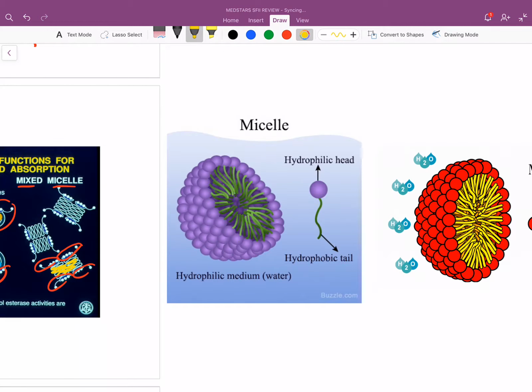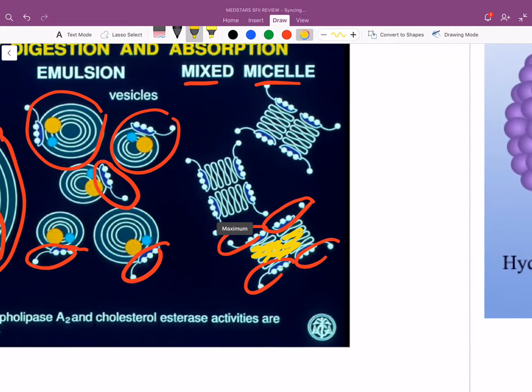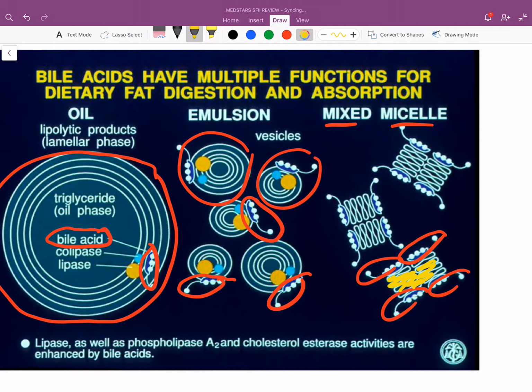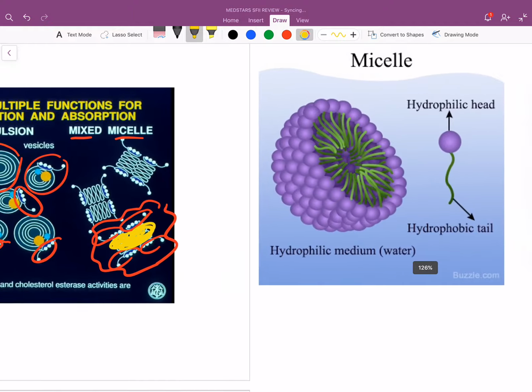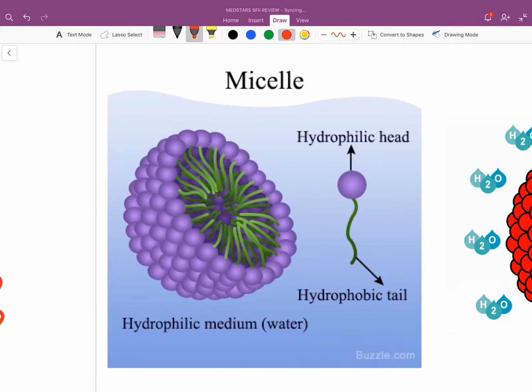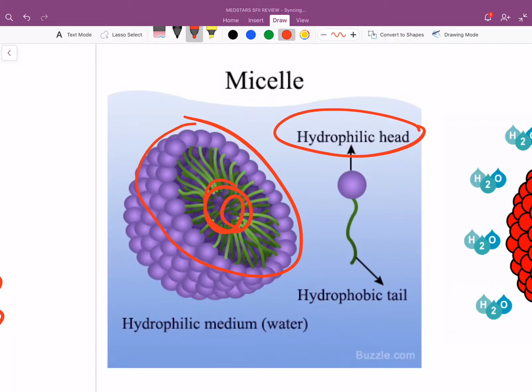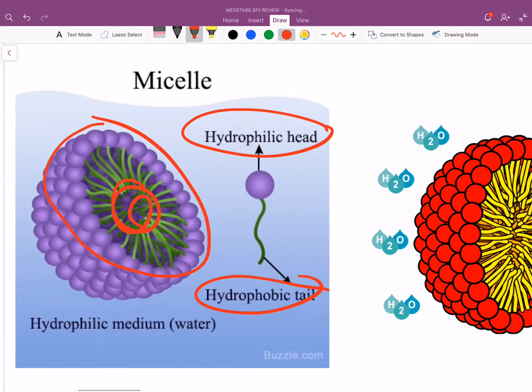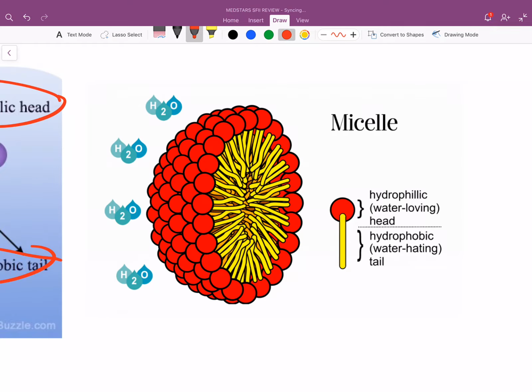By forming this circle, the outside of the circle is soluble in water, while the inside of the circle where all this fat is, is insoluble in water. It's hydrophobic. The outside is hydrophilic, the inside is hydrophobic. And here's a great diagram of a micelle, how it works. Basically, the concept is this: the outside is hydrophilic, and the inside is hydrophobic.